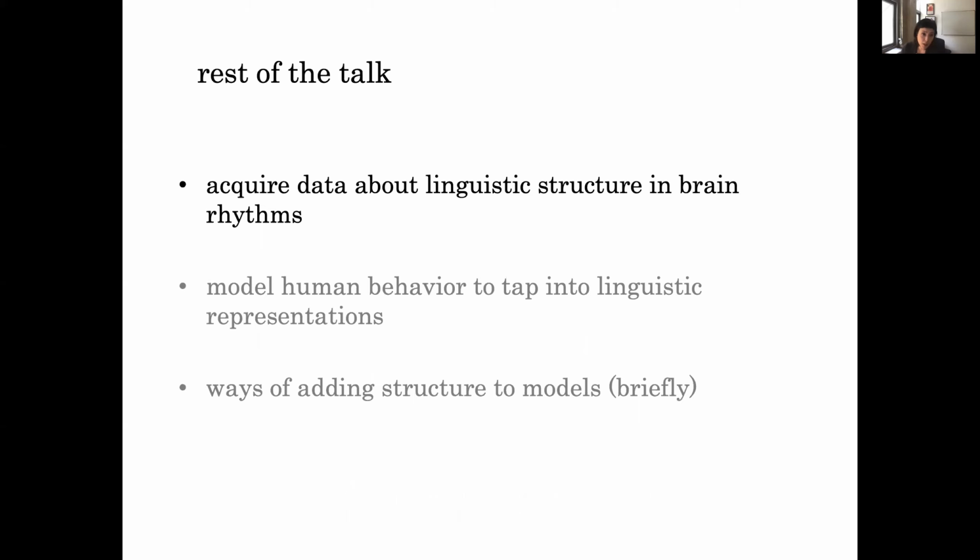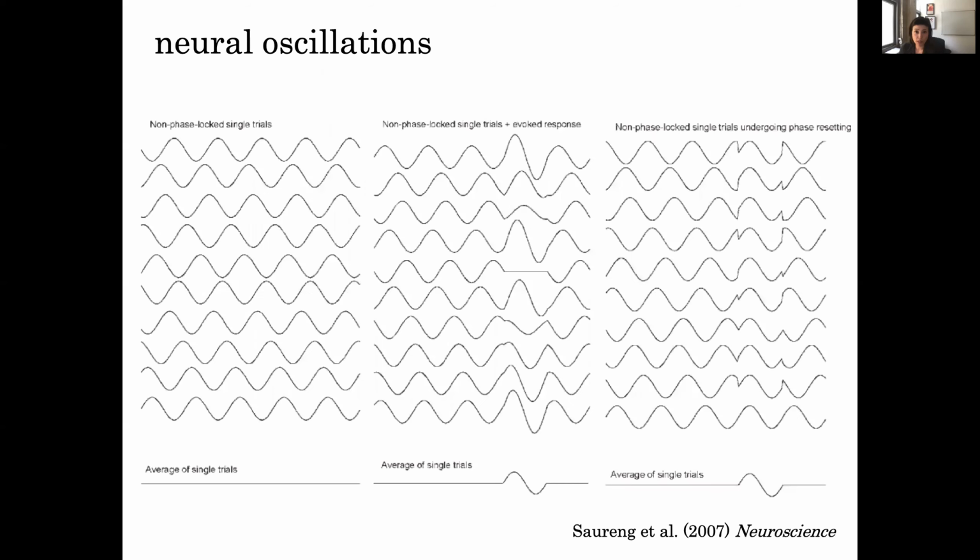So now I want to talk about how we've acquired some data about linguistic structure in the brain, specifically how linguistic structure might be cashed out in brain rhythms or neural oscillations. And this is very much part of the current research going on in my lab. So I'll show you how we acquire data about structure and brain rhythms. Then I'll later try to tell you about how we've started to validate some computational models against human behavior. And lastly, I'll talk a little bit about how we're starting to add structure to models and a theory that I've been developing.